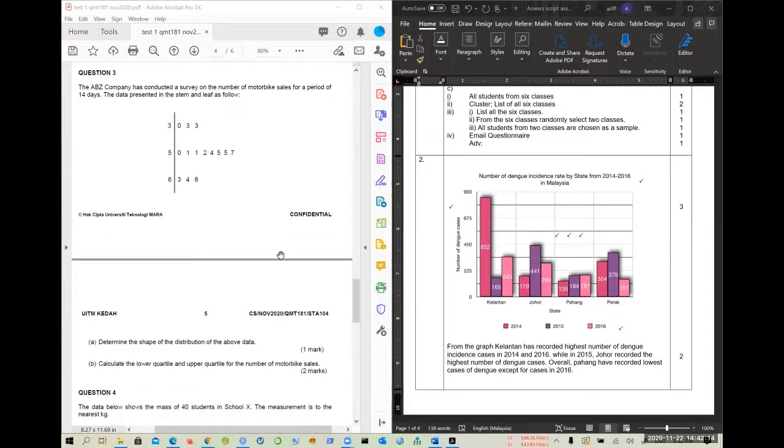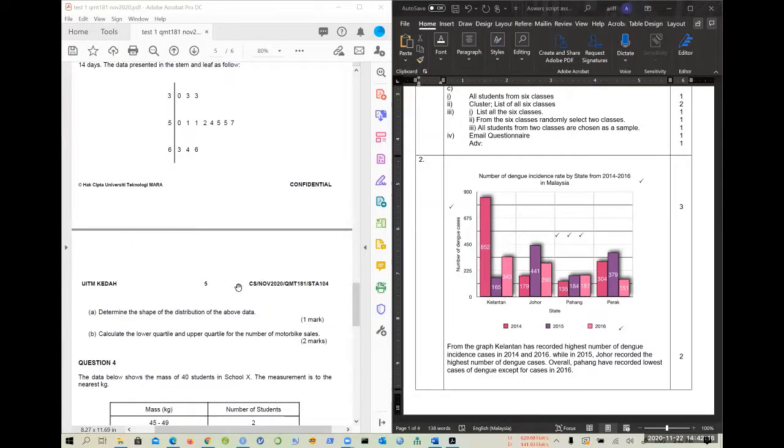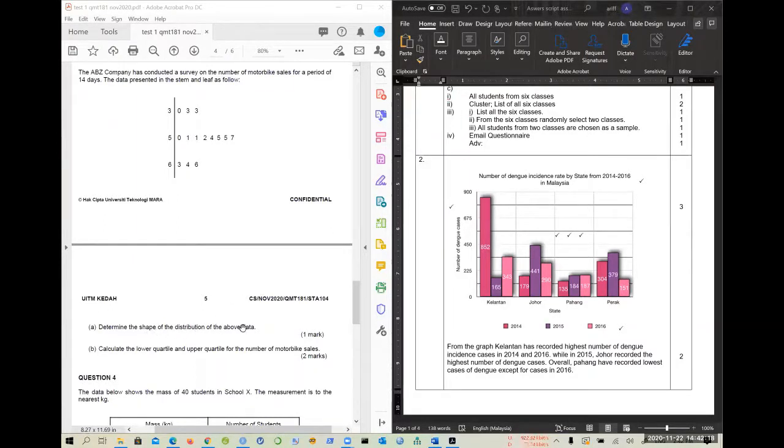Okay. So the first question asks you to determine the shape of the distribution. So how to determine the shape of the distribution? If you see here, so you have 3 at the bottom, 3 above. Okay, and then you can see that there is a missing value here, 3, 4, right? Ada missing sikit kan?